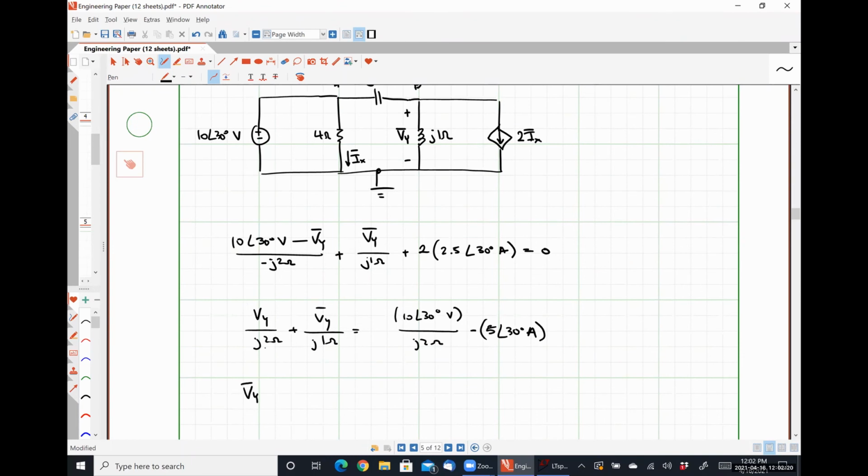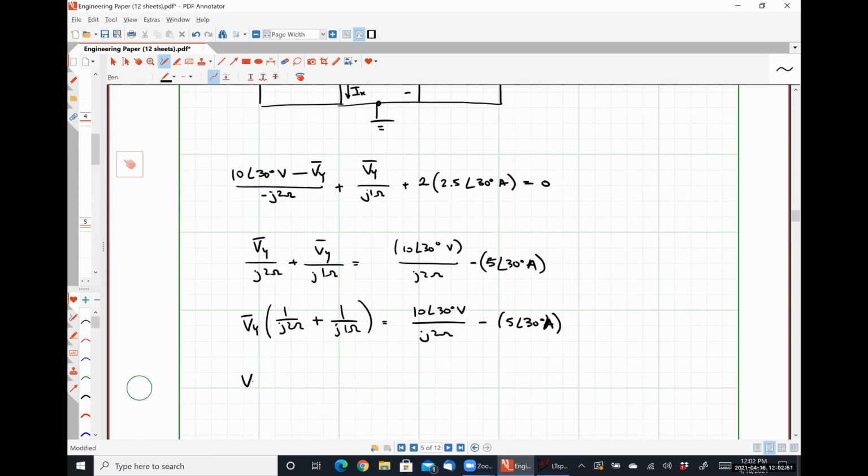I get Vy times (1 plus j2) over (1 plus j1) is equal to 10 angle 30 degrees volts over j2 ohms minus 5 angle 30 degrees amps. So Vy is 5 angle 120 degrees amps minus 5 angle 30 degrees amps multiplied by j2 in parallel with j1.